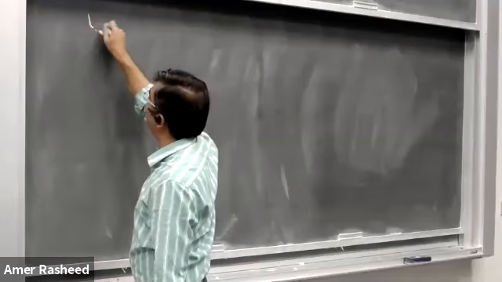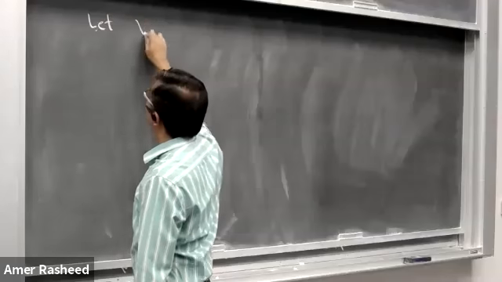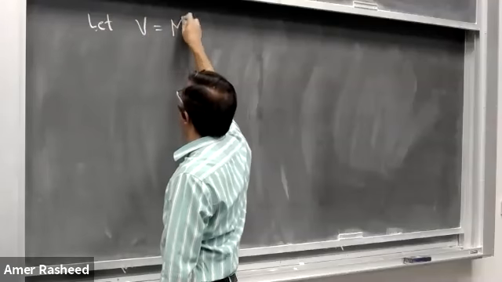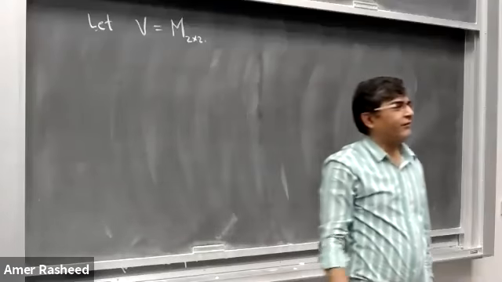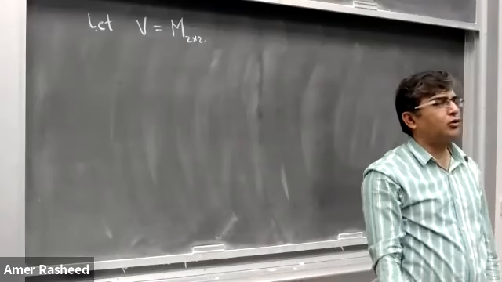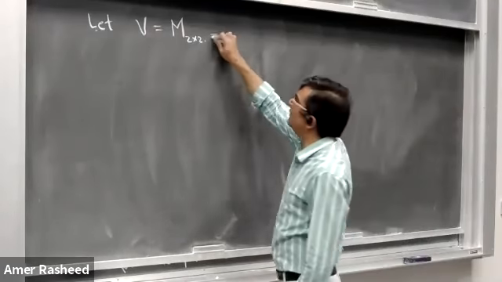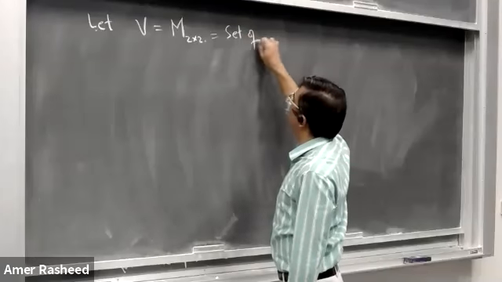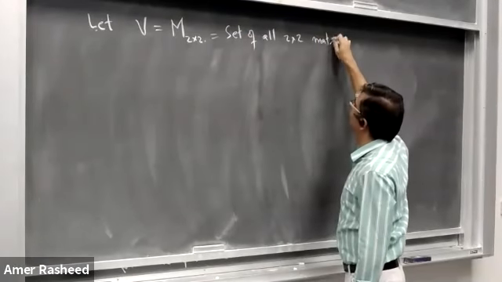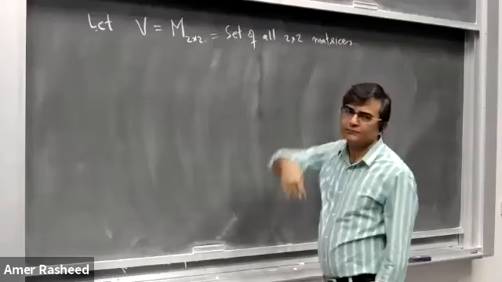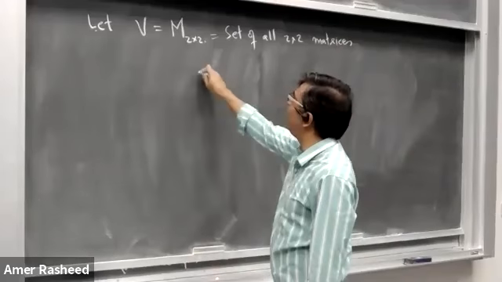Now I'm going to define V is M2 cross 2, where M2 cross 2 is the set of all 2 cross 2 matrices. Okay, set of all 2 cross 2 matrices. It means, how do we define it?